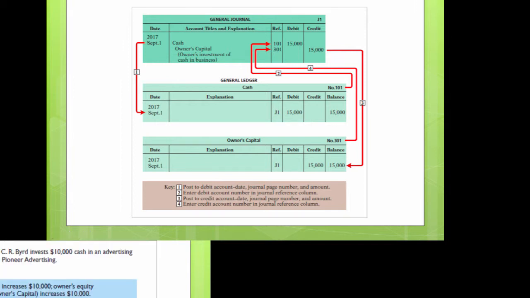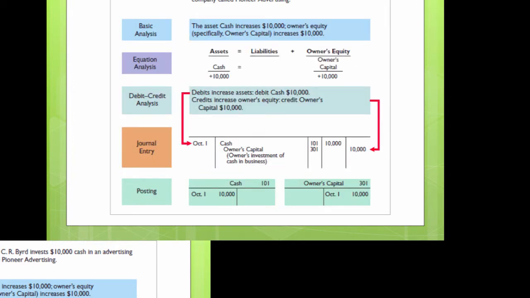Okay. So let's put all this information into perspective. From this visual, we can see what we learned in Chapter 1. We have a description of a transaction that needs to be recorded. It says that the asset cash increases $10,000 in owner's equity.